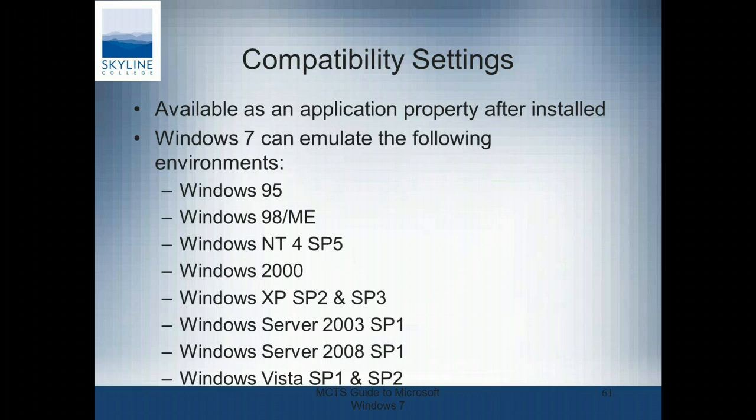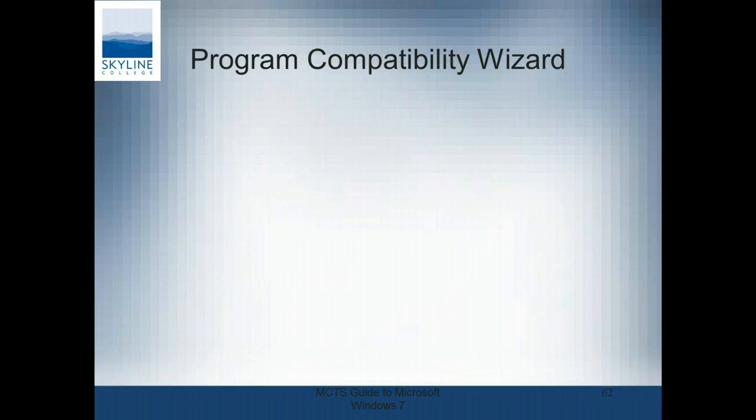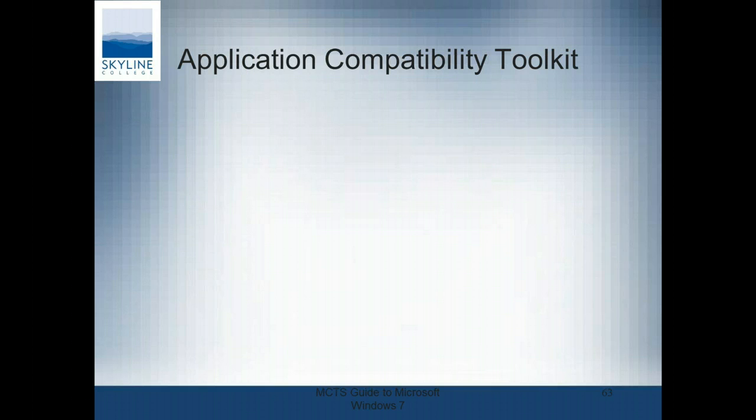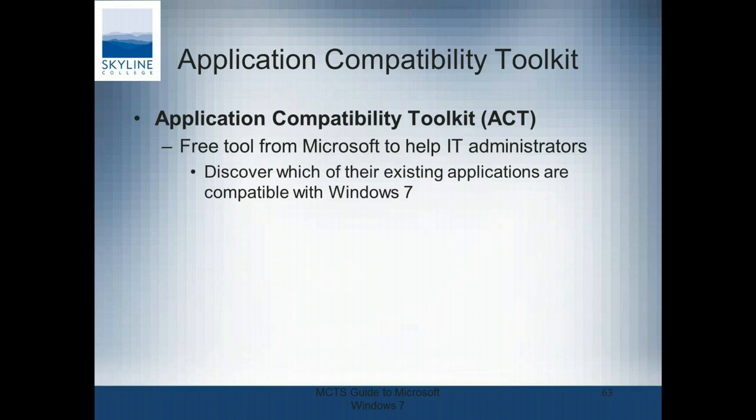Compatibility settings. If you have things that have to run in compatibility mode, you can configure it to do that. You can also configure things to run as administrator, if they need to do that. Program Compatibility Wizard, unsuccessful, reports the results to Microsoft. The ability to guide the user through different compatibility settings if you need to use that. Usually it's just a matter of clicking on it, picking which one that you need if you know which one it is. Otherwise, you can do the wizard.